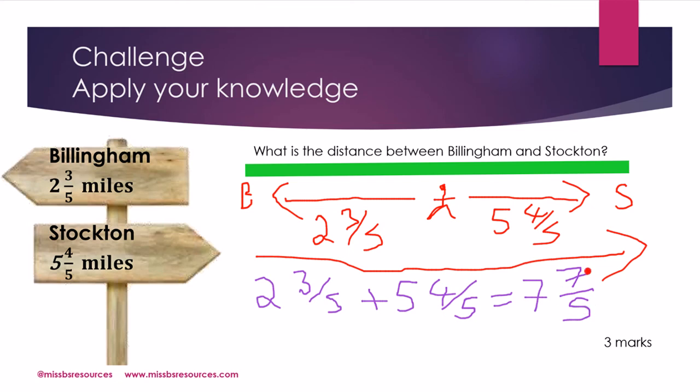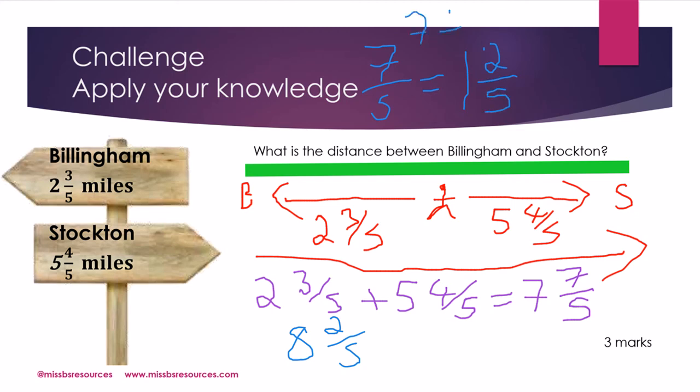So 7 divided by 5 leaves us with 1 remainder 2. So we are actually left with a total of 7 add the 1, 8 and 2/5. And if you're struggling with where that came from, we know 7 over 5 is equal to 1 and 2/5, because 7 divided by 5 is 1 remainder 2.